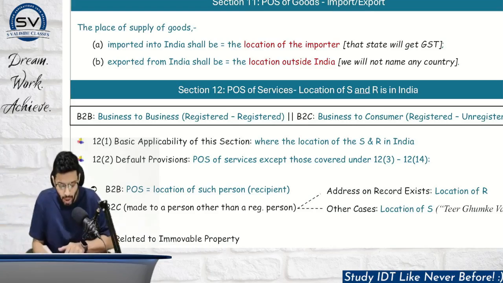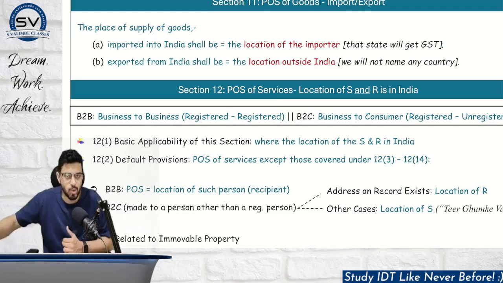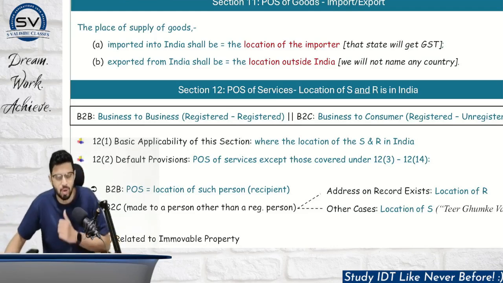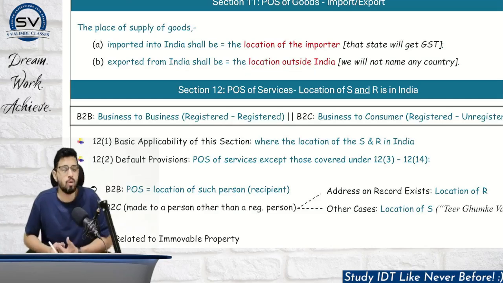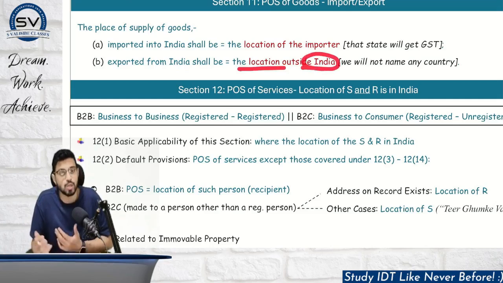That's why it's important to analyze and fix this place of supply. So in this case, the state portion is going to go to the Maharashtra government because the consumption of goods is happening in Maharashtra. And when the goods are exported from India, the place of supply shall be the location outside India. Now you may have a query, sir, why didn't you say the location of the exporter?